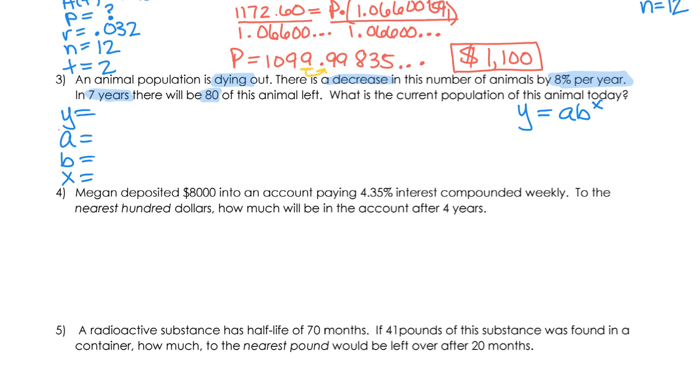8% is going, okay, so remember in this one, guys, that b value has to be 1 plus your rate or 1 minus your rate, okay? Because this is decreasing or dying out, this is going to be 1 minus 0.08. 7 years will be our time frame, which is x. There will be 80 animals left. What is the current population of this animal today? So 80 animals left would be your final amount, which is y, and our initial amount is our a value, which we don't know. Okay, I think we're ready to go.